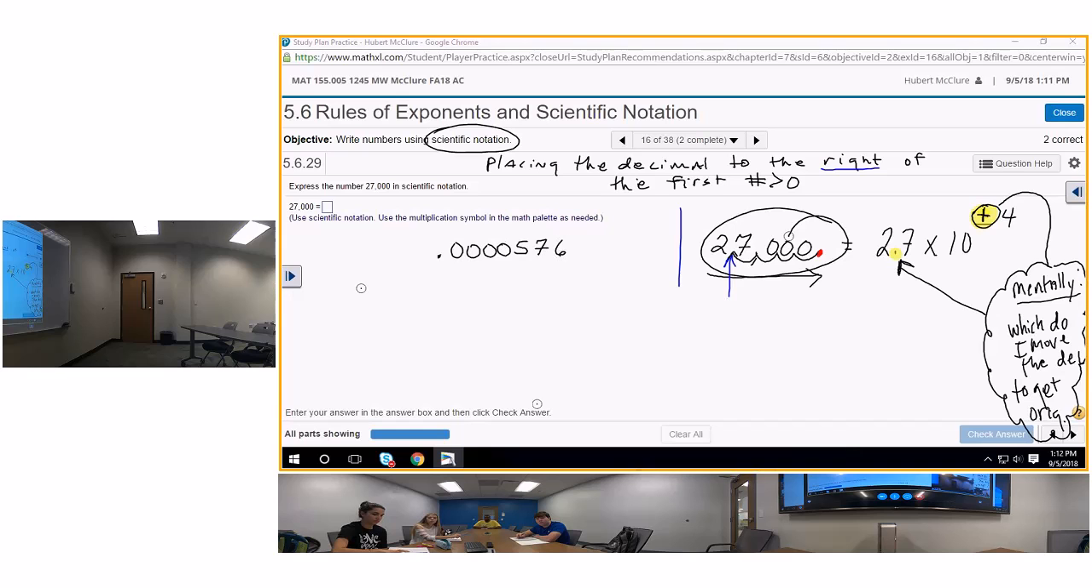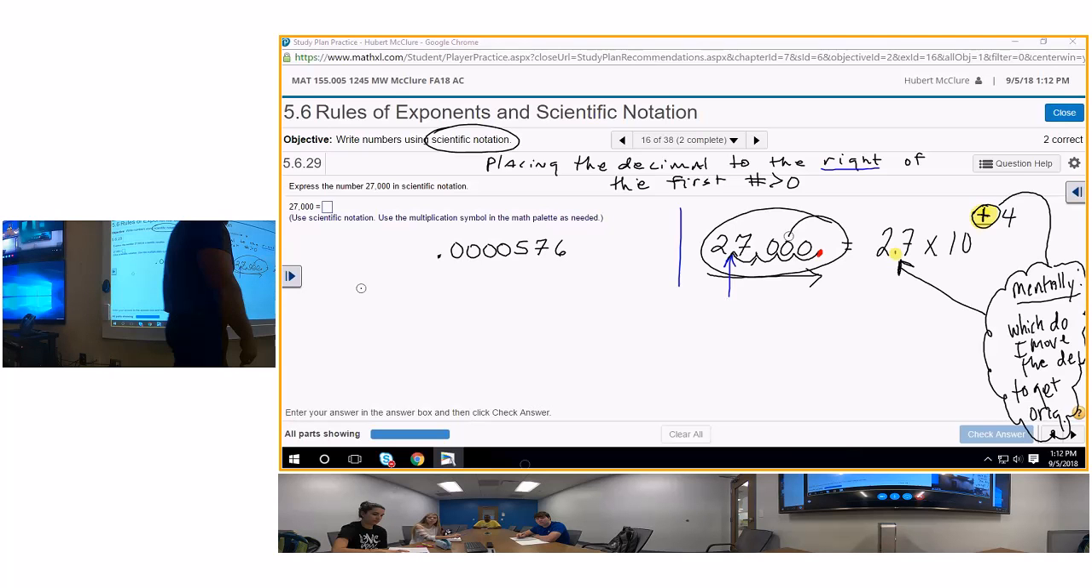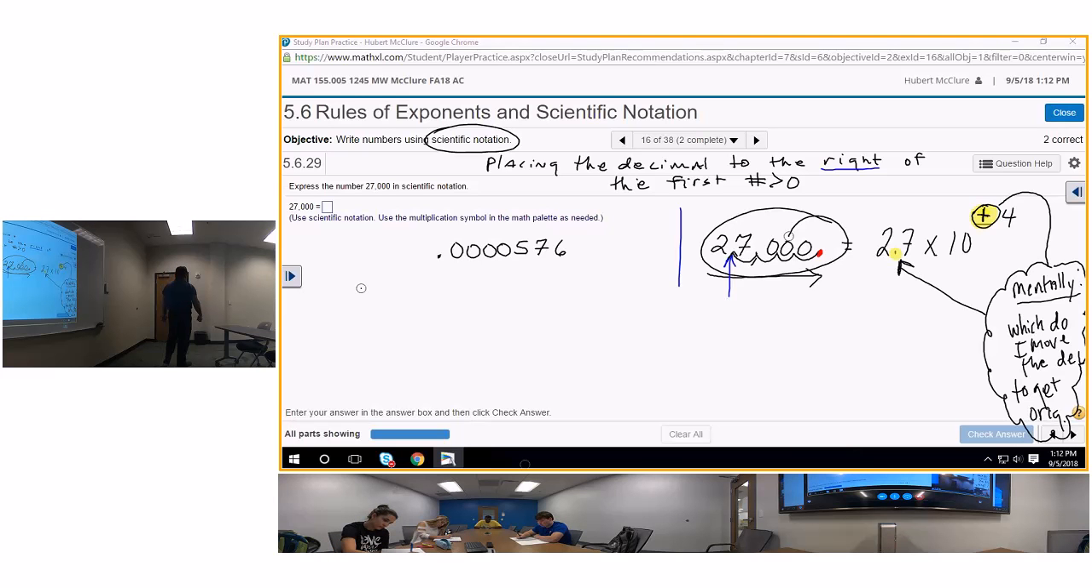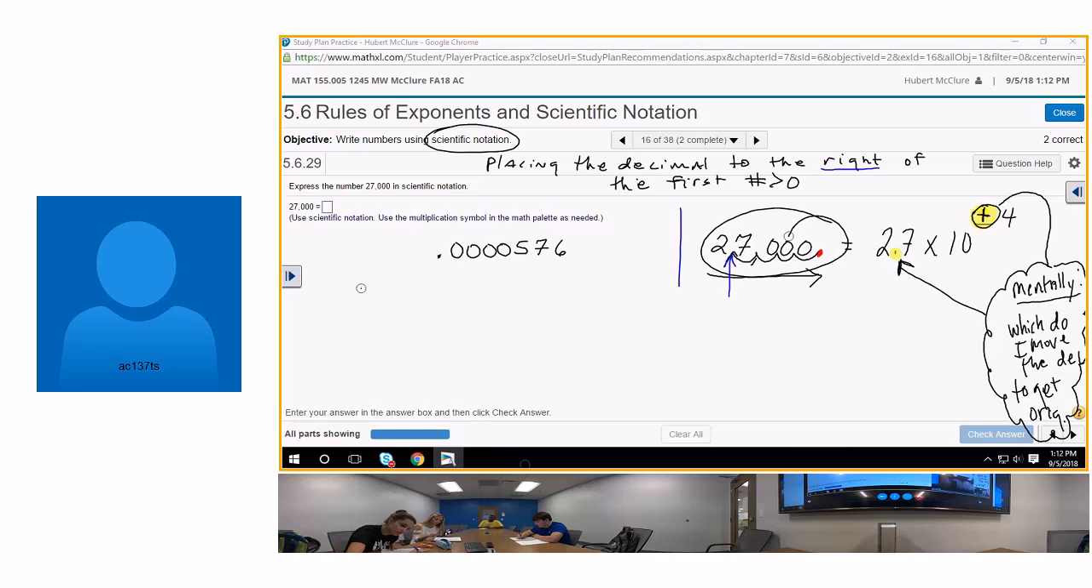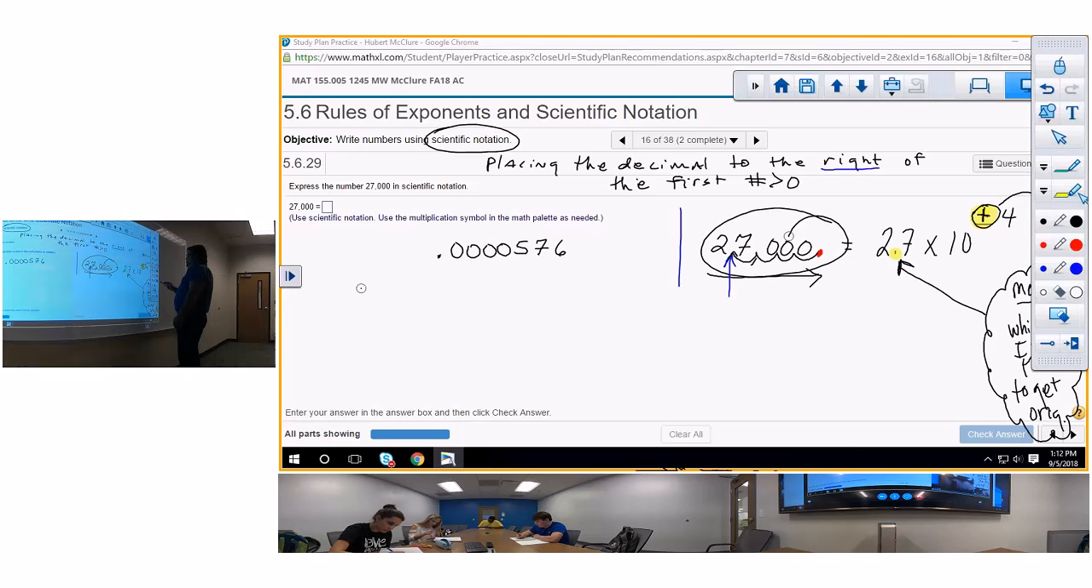0.0000576. All right, I want you to take one highlighter and put where the decimal is. Then take another highlighter and draw an arrow where the decimal needs to be. Then you're going to move that decimal and put a blank for how many places you moved it. So where is the decimal?